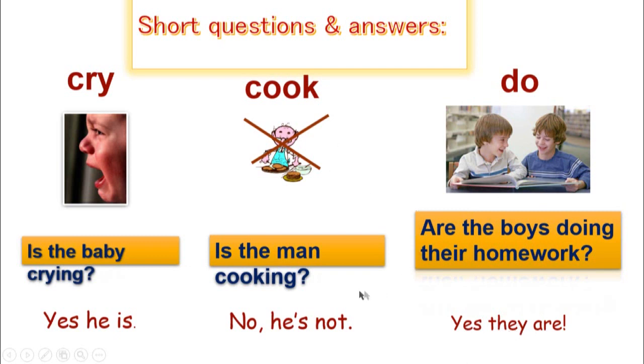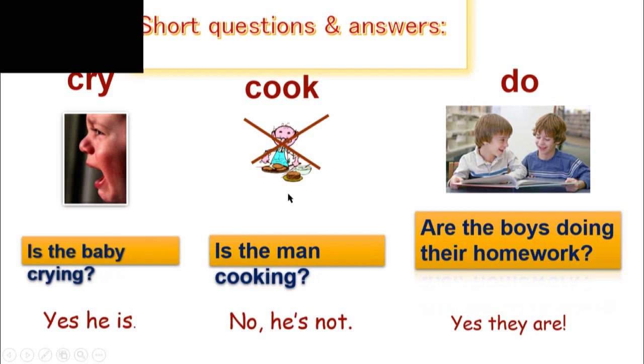So as you see, we gave you some practice on how to form yes/no questions using this form, and how to give short answers.